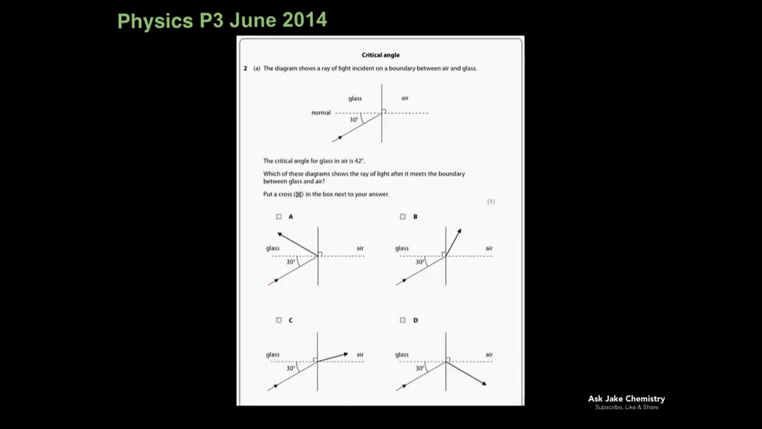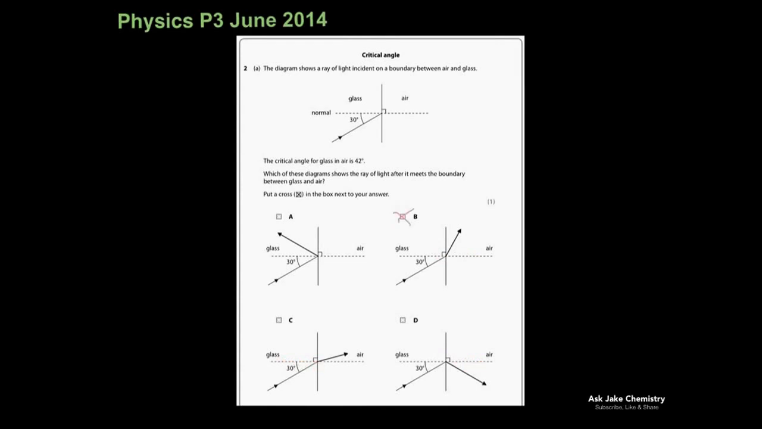Question 2, it's about the critical angle. The diagram shows a ray of light incident on the boundary between air and glass. The critical angle of glass and air is 42 degrees. Which of the diagrams shows the ray of light that meets the boundary between glass and air? And it gives you 4 different possibilities. The answer is B.